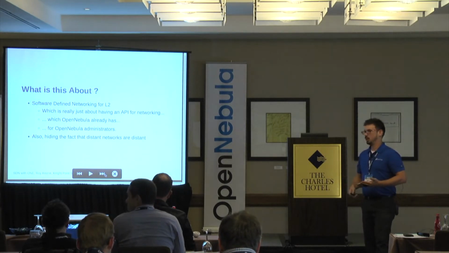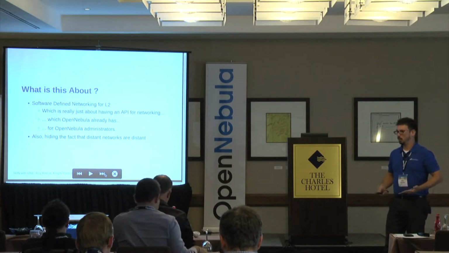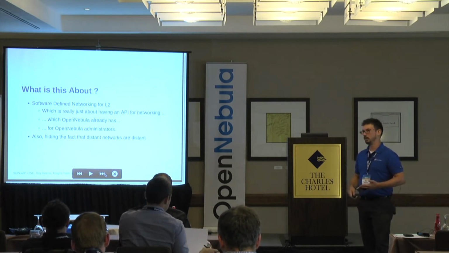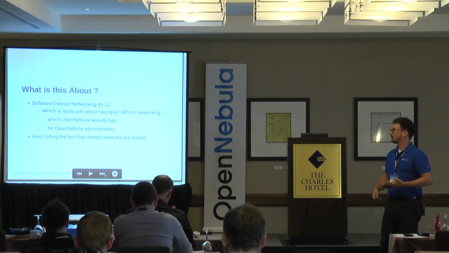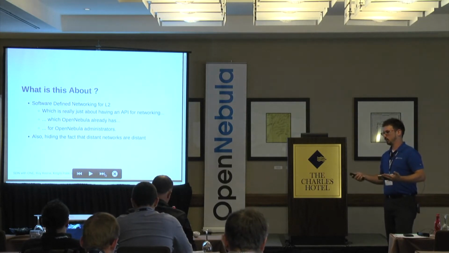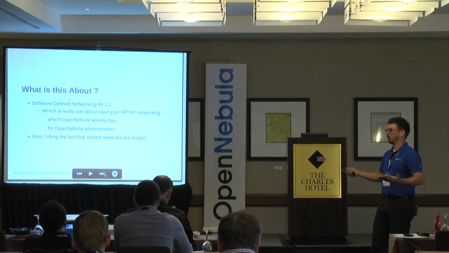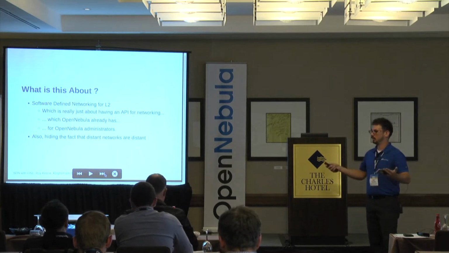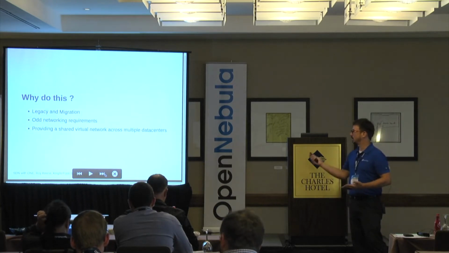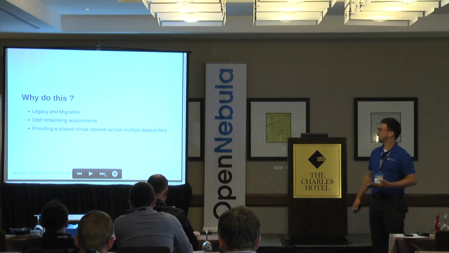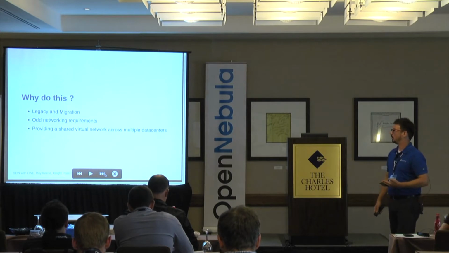So obviously OpenNebula already has virtual networks, which lets you do software-defined networking if you're an OpenNebula administrator, but not if you're just someone on the cloud. You have to request those through some out-of-band means. The other thing we do with this particular thing is allow you to plug in cables far away without the actual cable. So distant networks, they're distant, but we can abstract that concept away. Like I said, legacy and migration is a big thing for us as a company, and so that's one reason we have this. Odd networking requirements is another thing.